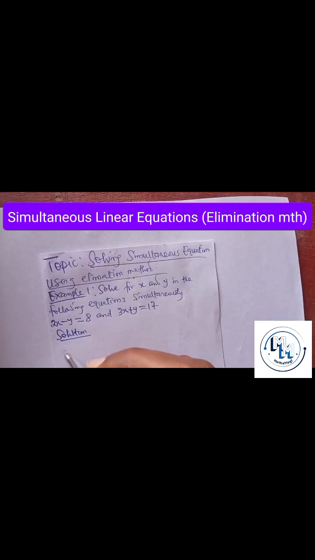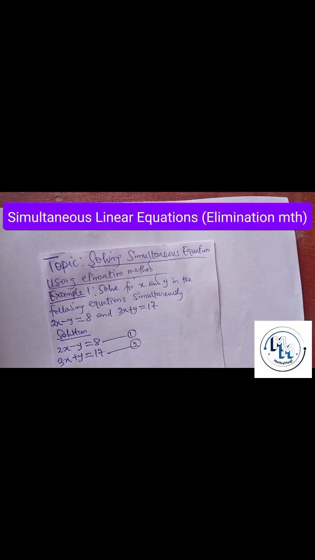Now, let me put 2x minus y equal to 8. Let me call it equation 1. 3x plus y equal to 17. Let me call it equation 2. Now, that's what we're going to do here.